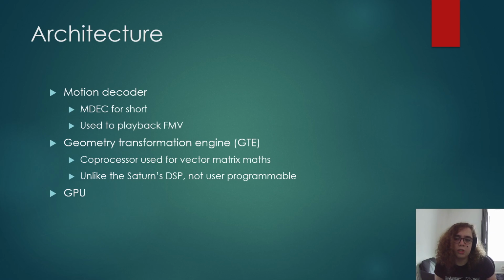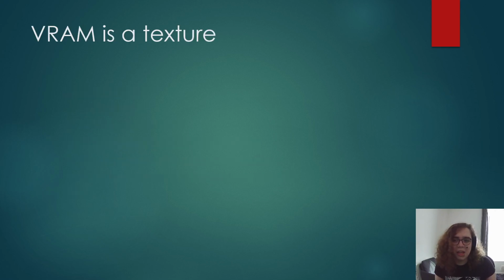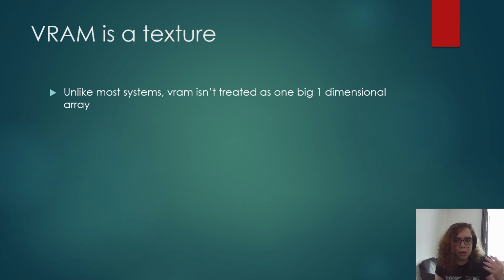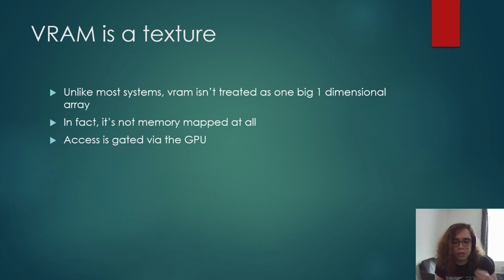The last chip is the GPU, and you can take a wild guess what that one's doing. One of the things I think is quite interesting with the PS1 is that VRAM is a texture, right? It's not treated as a big one-dimensional array, which is how memory is typically treated. And the reason for this is that it's not memory mapped at all. The CPU doesn't have direct access to it. Instead, it has to go via the GPU.